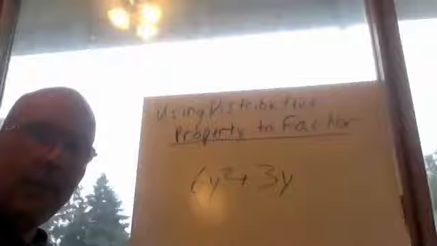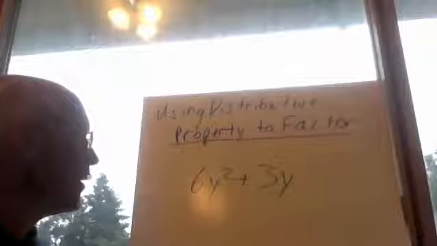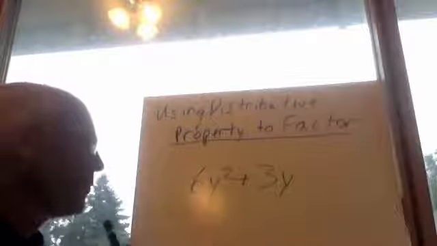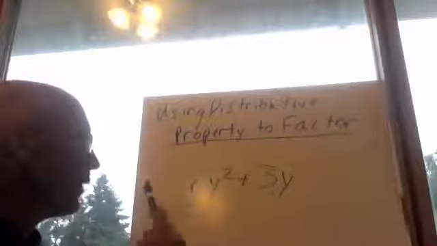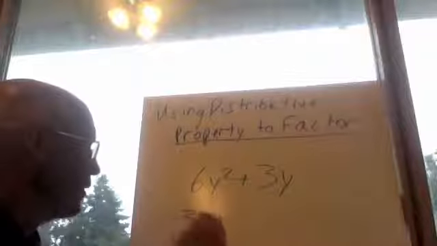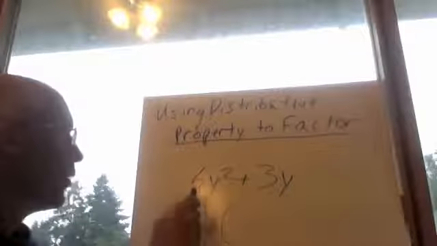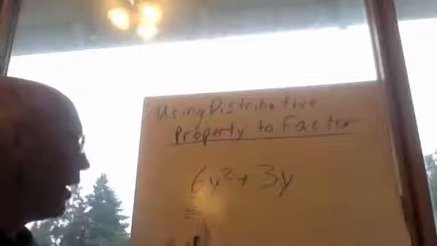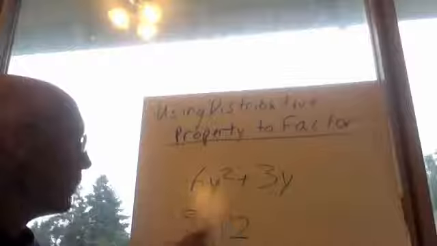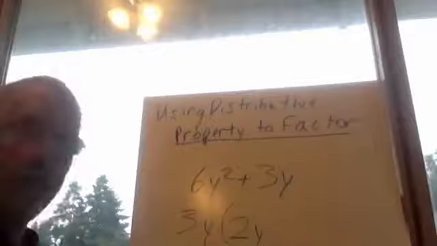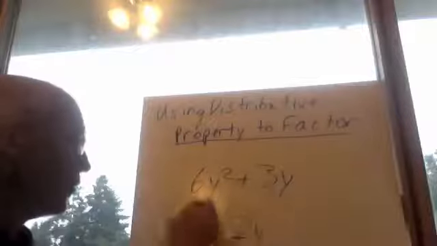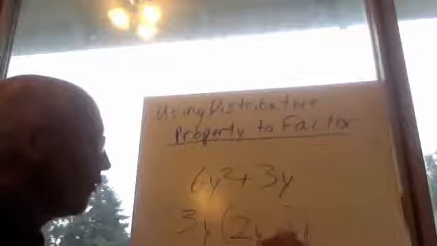Okay, so let's look at this. What's common? Not a 6, but a 3 is common to both of them, and also a y is common to both of them. So let's factor out 3y. When we divide the first term by 3y, 6 divided by 3 is going to leave you 2, and y squared divided by y is going to leave you a y. When we divide the second term by 3y, that simply turns into a 1, and we're left with 1.